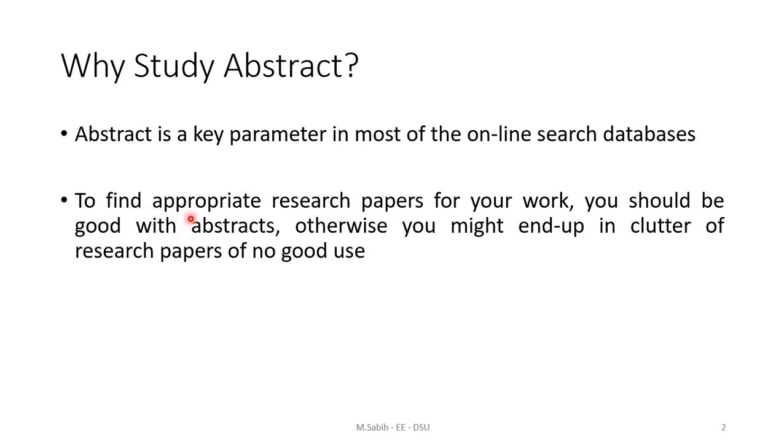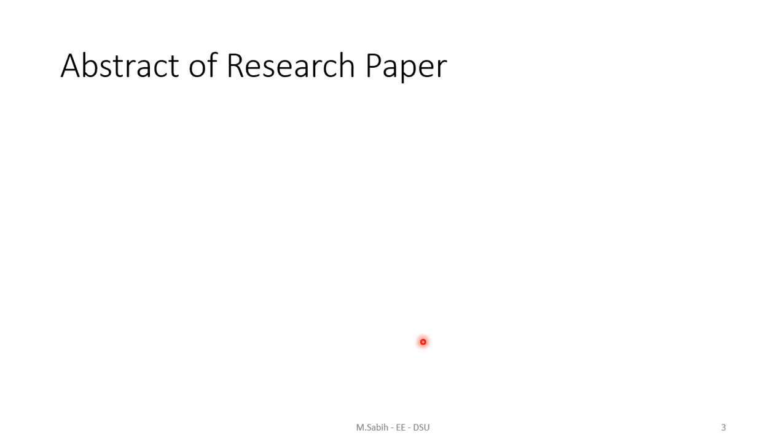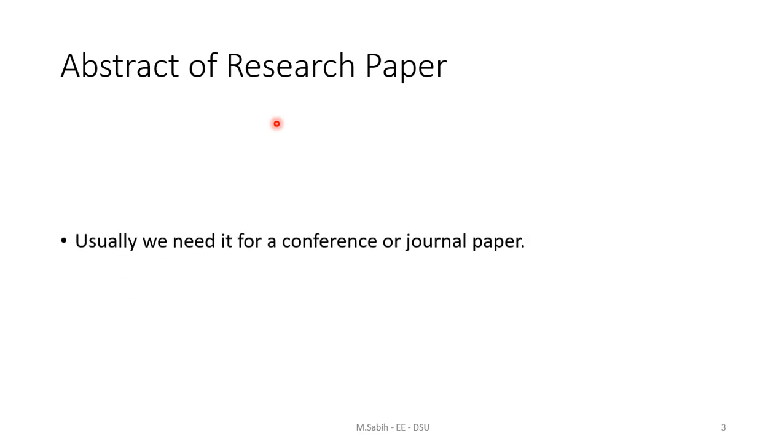अगर you know कि abstracts किस तरह से लिखे जाते हैं और उनके क्या sections होते हैं, then you will be able to figure out and find your appropriate research papers. Otherwise आपके पास एक dump लग जाएगा. You will end up with a clutter of research papers of no good use. And of course, one day you will need to write one good abstract for your own work, for sure. So आज हमारा focus है कि abstract research papers के लिए कैसे लिखे जाते हैं.